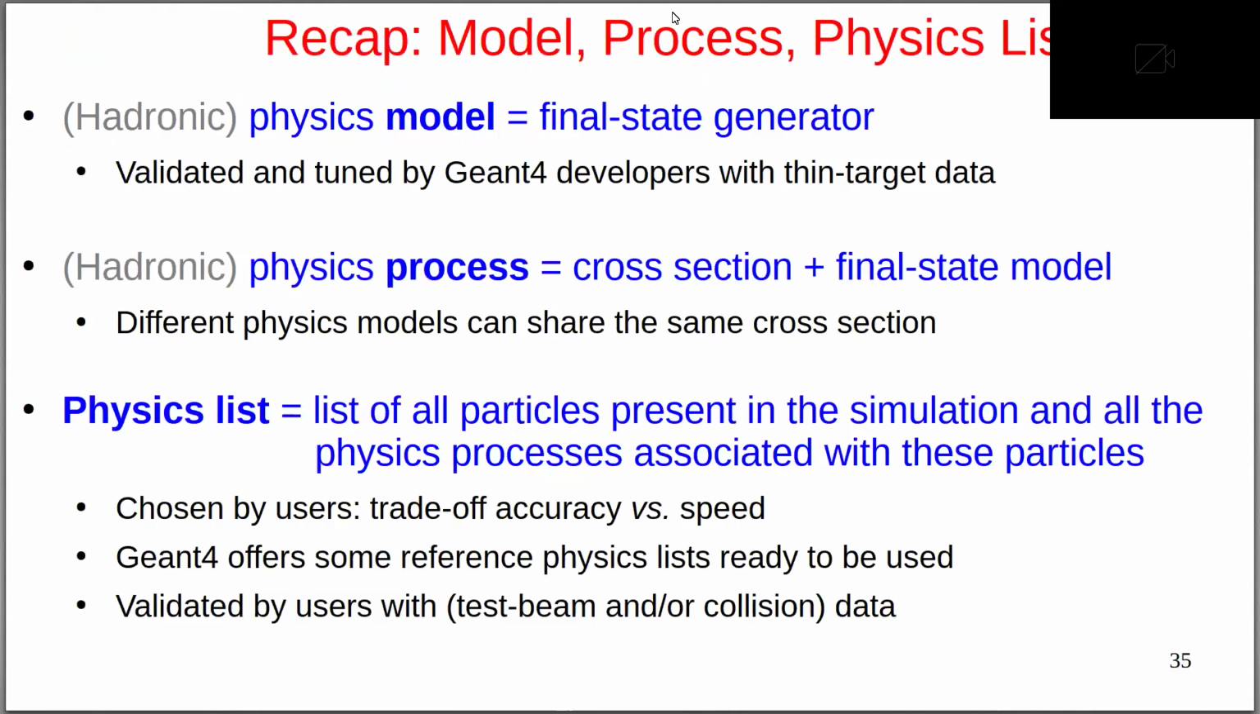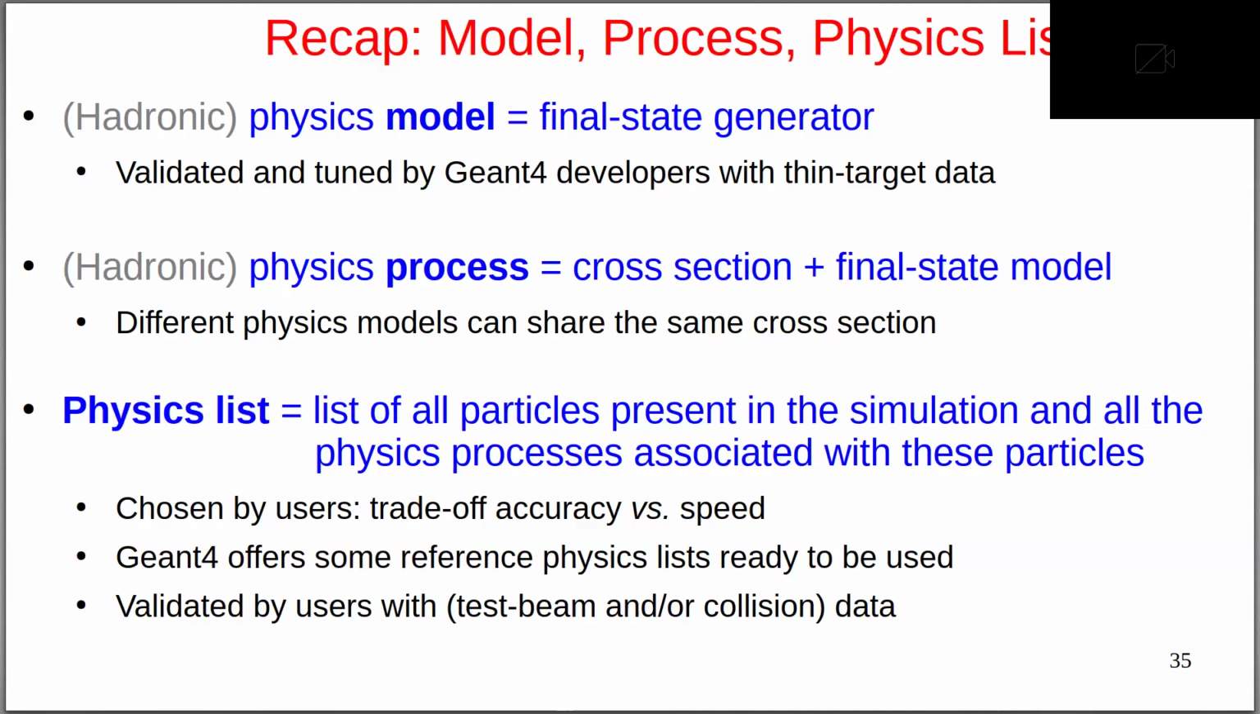And yes, the summary was basically, we are using this naming physics model. So in the context of hadronic, it is a hadronic physics model, but also in electromagnetic, there are electromagnetic physics models. And in the case of hadronic, a physics model means a final state generator. So something that, if I say 20 GeV proton on copper, gives me some final state from that interaction. And there is no concept of cross-section, which is separate.